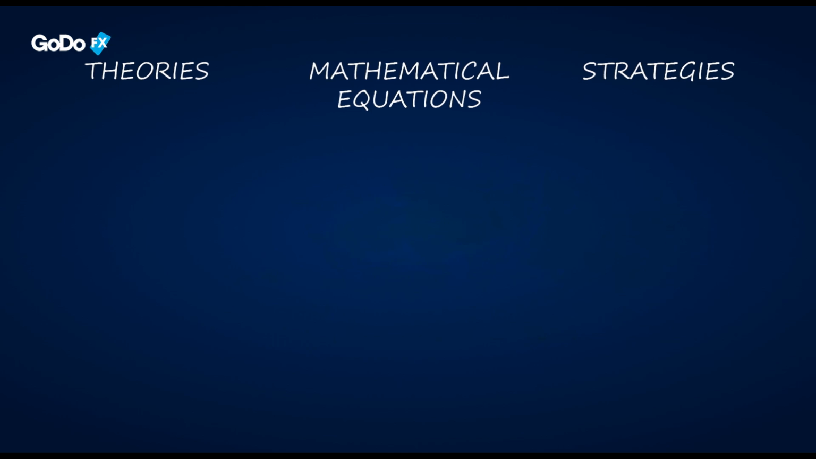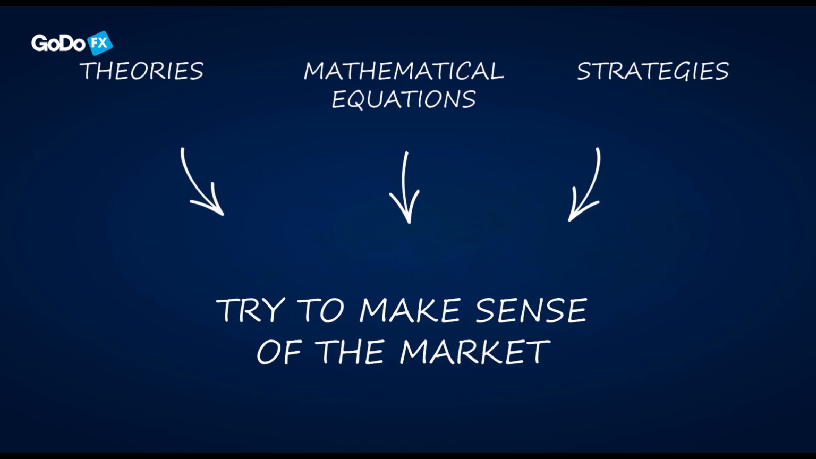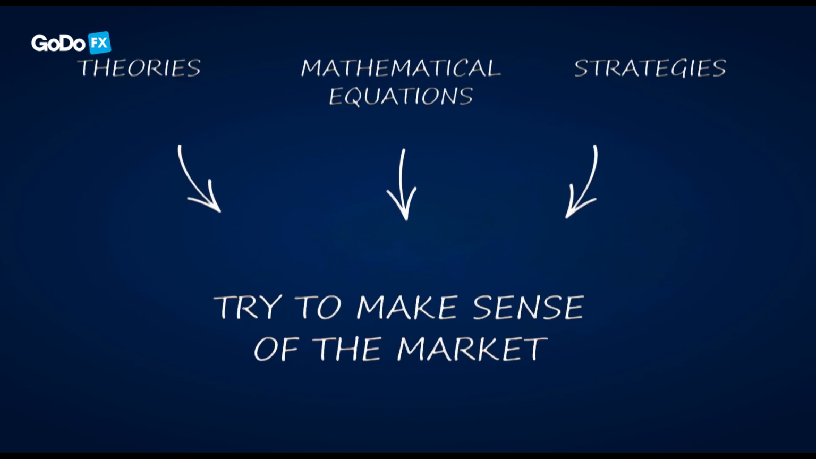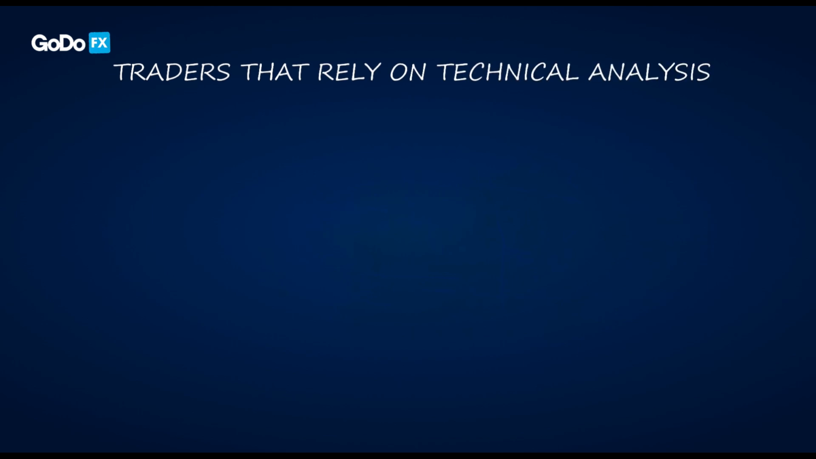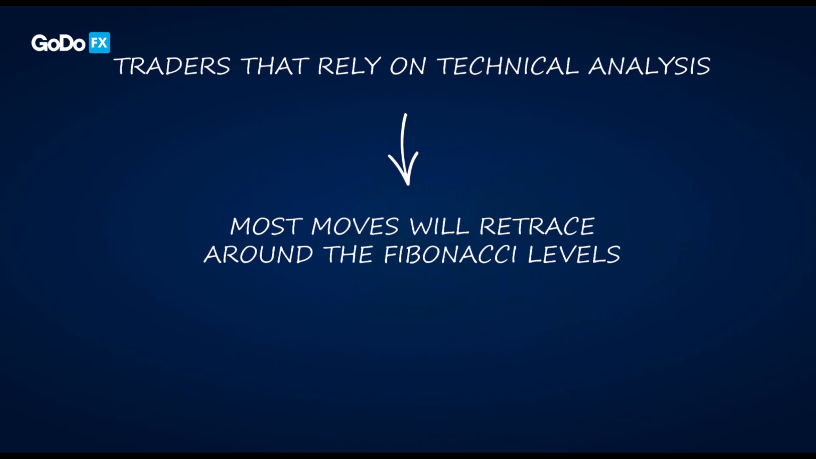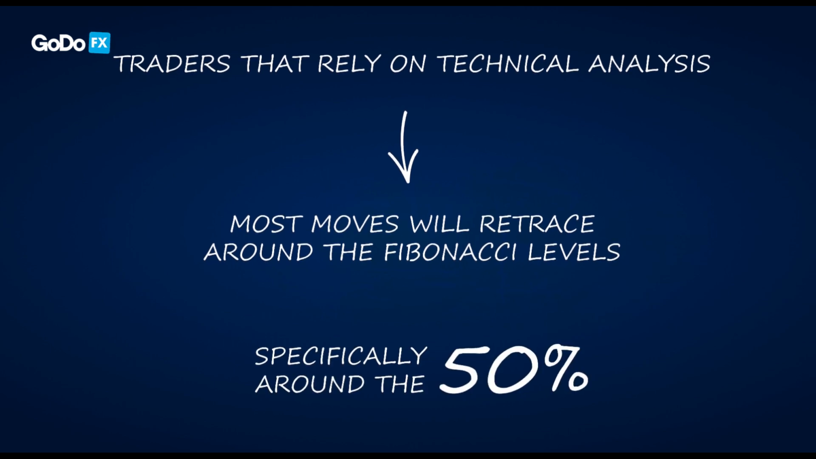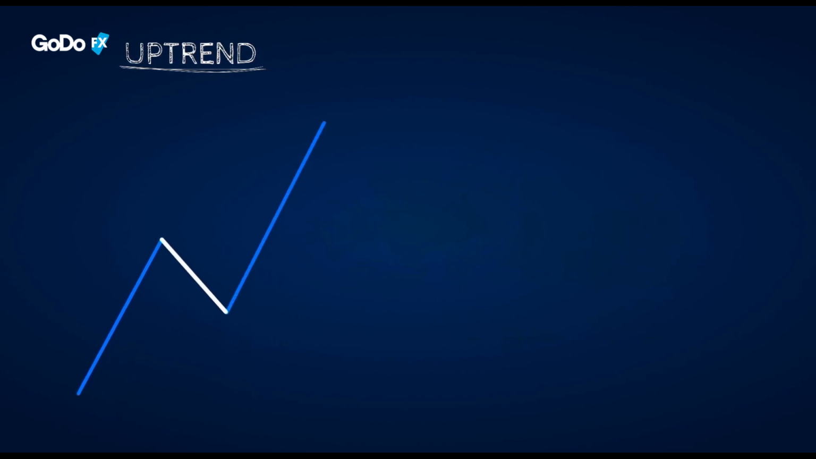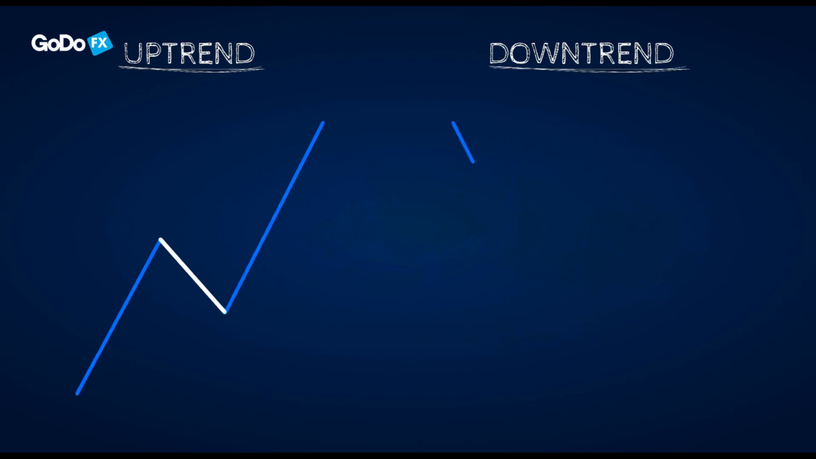There are many theories, mathematical equations, and strategies out there that try to make sense of a market that is largely speculative. However, it is widely accepted among traders that rely on technical analysis that most major moves will retrace around the Fibonacci levels, and more specifically around the 50% level of the move. So in an uptrend, a price will retrace down a certain percentage of the move before continuing its long upward movement. Likewise, in a downward trend, the price will move up a certain percentage before continuing its long-term downward movement.